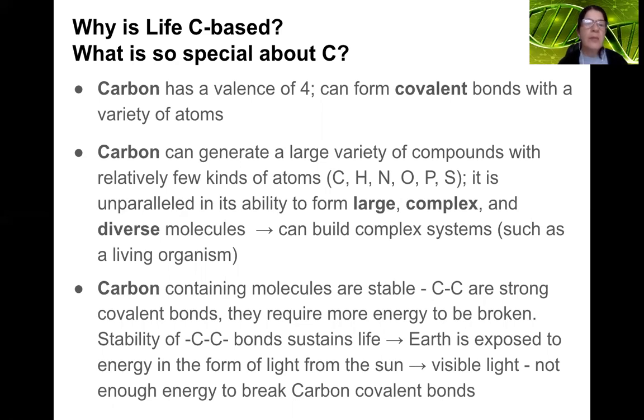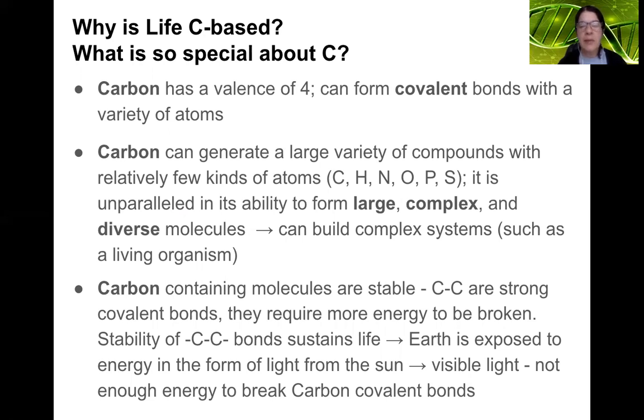you can build a living cell in a living organism. Now, carbon is unparalleled in its ability to form large, complex, and diverse molecules. Carbon-containing molecules are quite stable. The covalent bonds between 2 carbons are very strong, and they require more energy to be broken. The stability of the carbon bonds really sustains life.